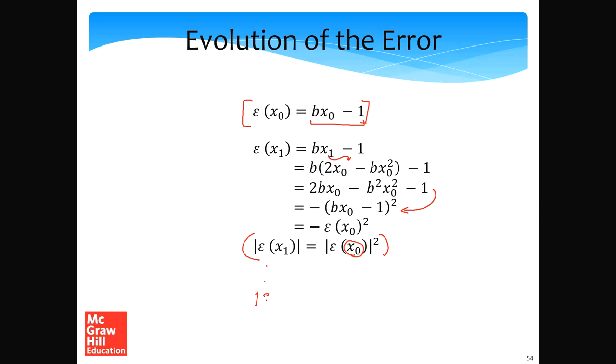We can say that the error at any point xn is equal to the error at x of n minus 1 squared, which is equal to the error at x of n minus 2 to the power 4 and so on. So we will use this result.